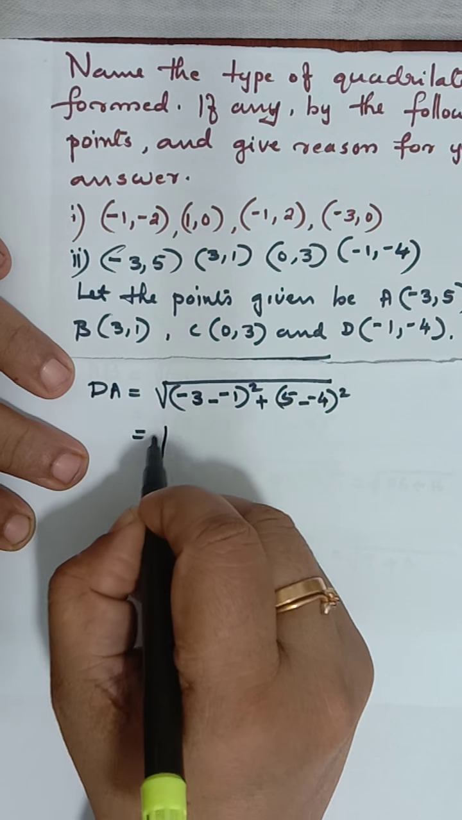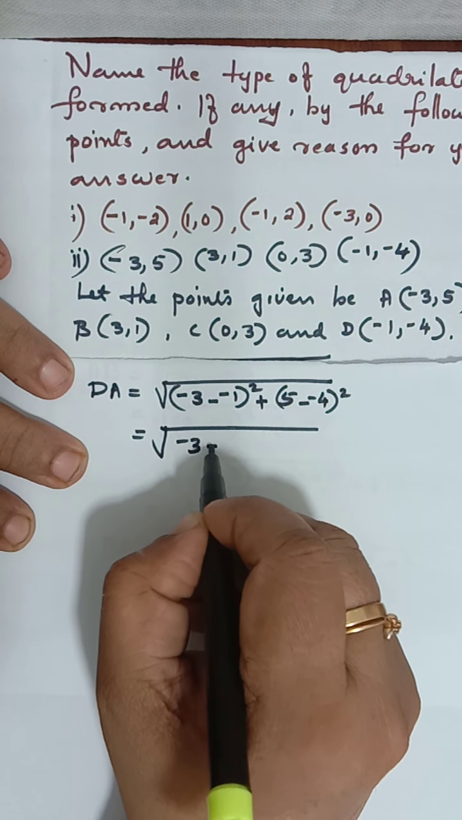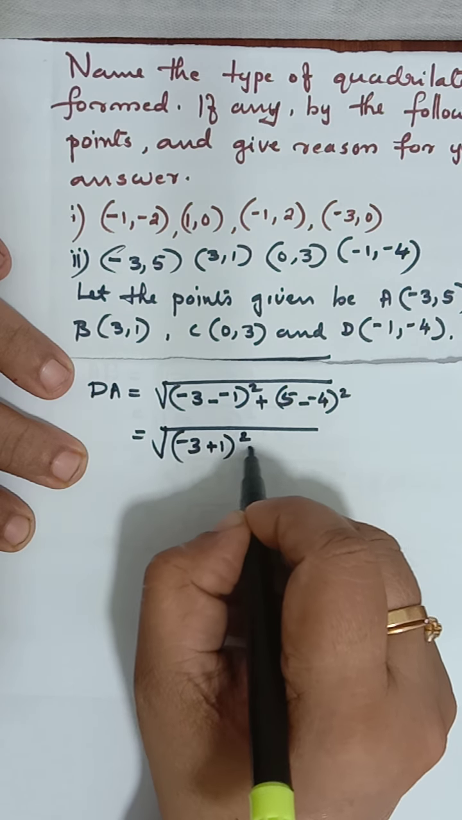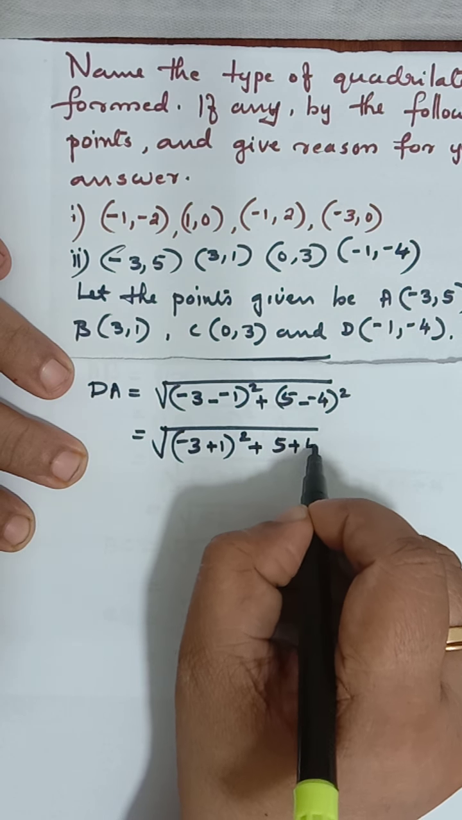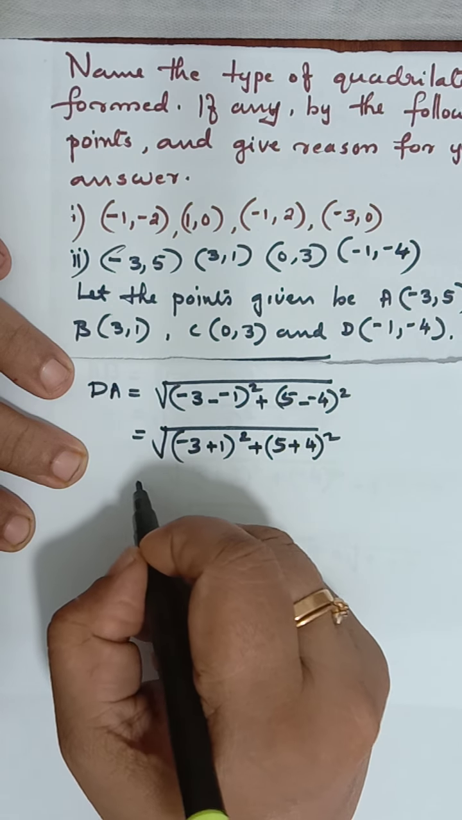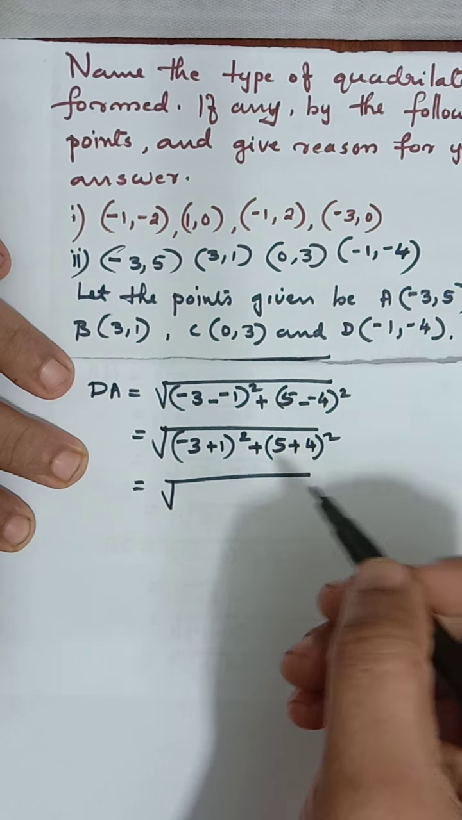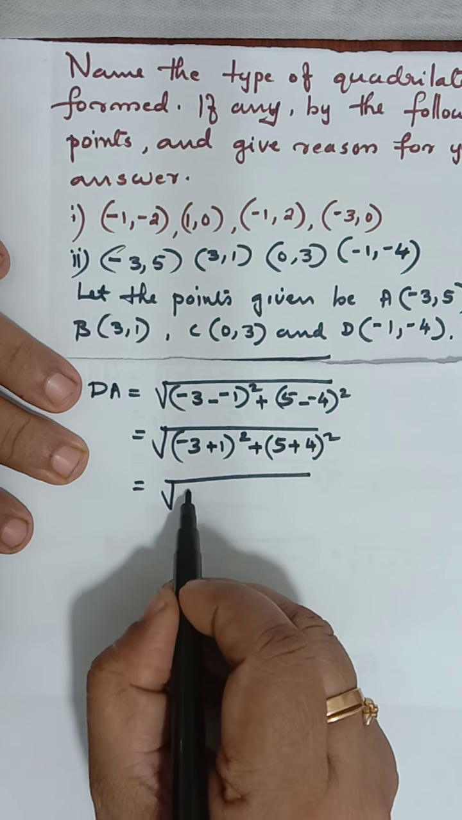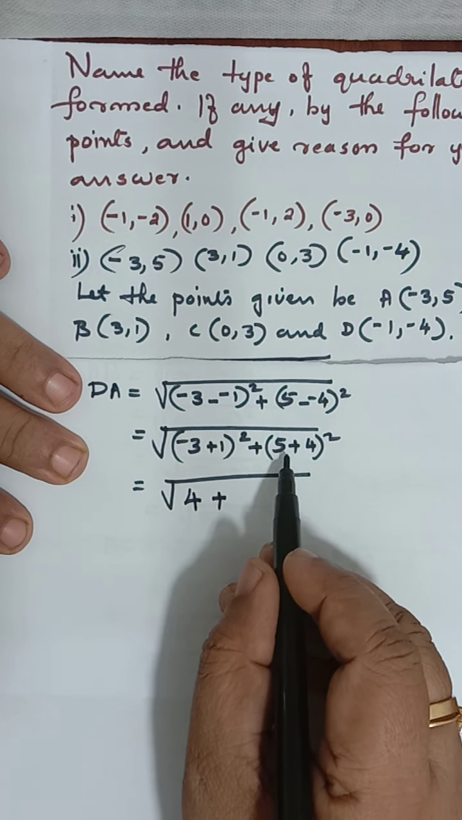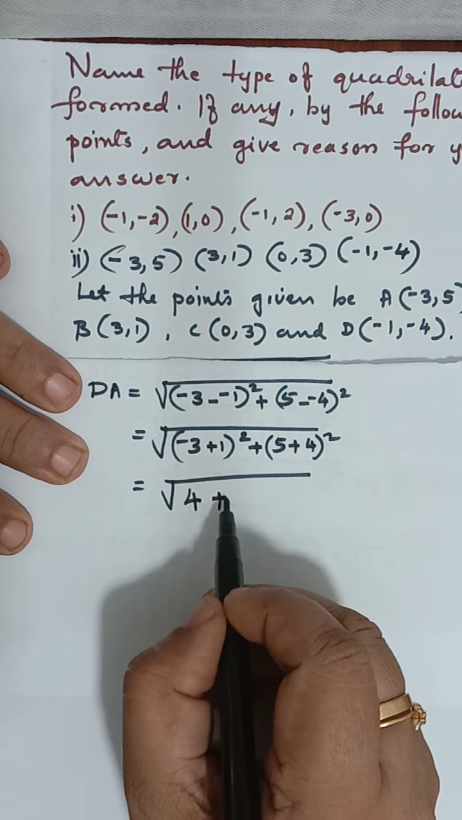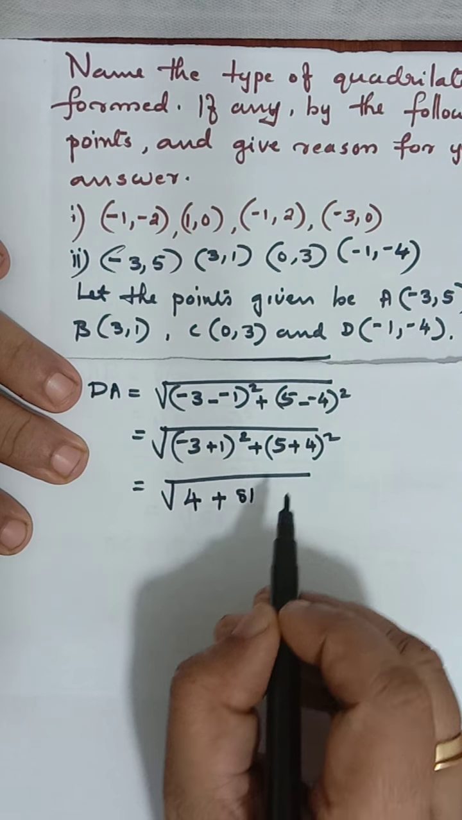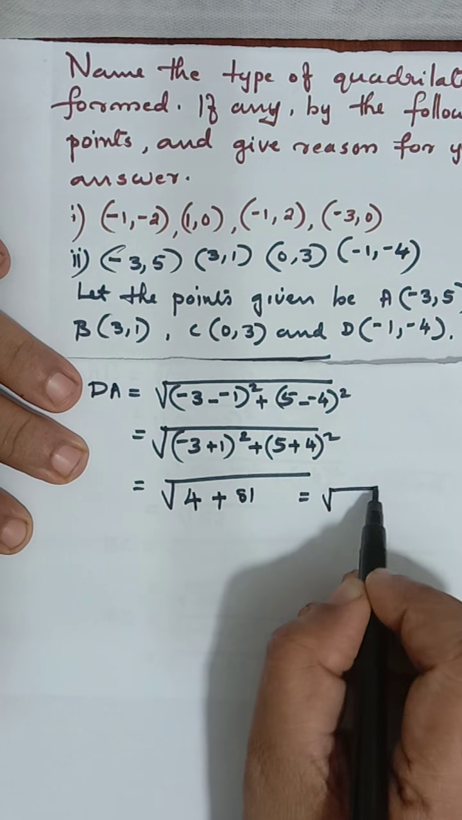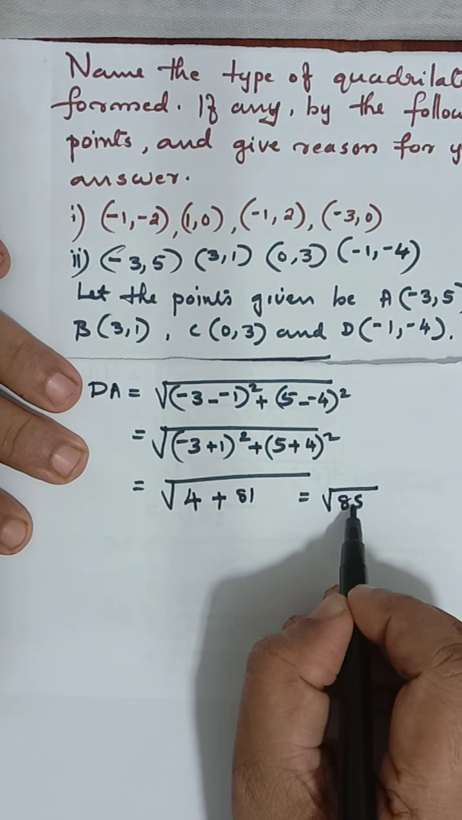This is equal to square root of minus 3 plus 1 whole square plus 5 plus 4 whole square. This is equal to square root of minus 3 plus 1 is negative 2 square. Negative 2 squared is positive 4. 5 plus 4 is 9. 9 square is 81. So this is equal to square root of 81 plus 4, which is 85.